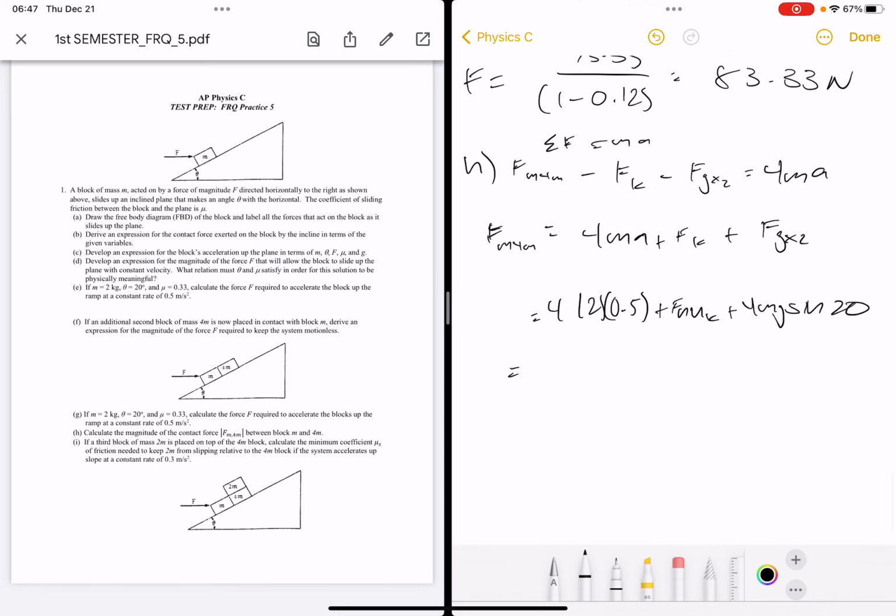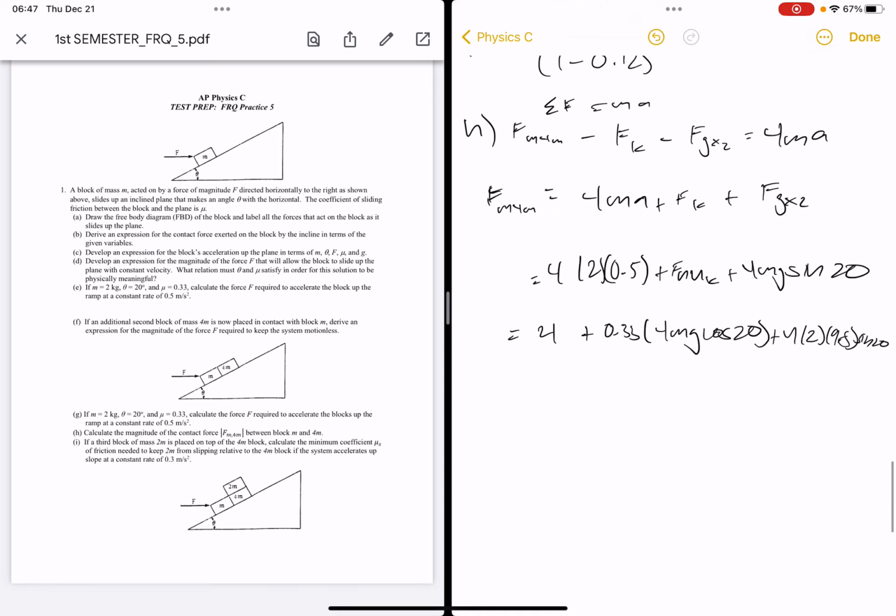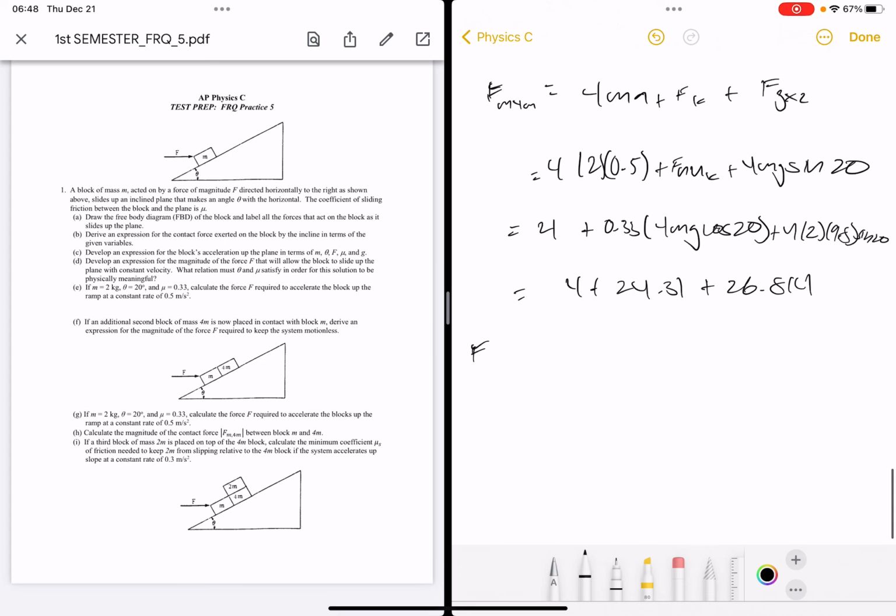And this equals 4 plus 0.33 of 4mg cosine 20 plus 4 to 9.8 sine 20. Simplify this down to 4 plus 24.31 plus 26.814. We get F of M, contact force between the two, to be 55.124 newtons.